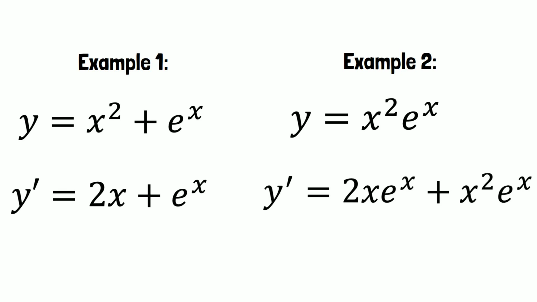This answer can be calculated by taking the derivative of x raised to the power 2 and multiplying that with e raised to the power x. After that we add the multiplication of x raised to the power 2 and the derivative of e raised to the power x, which of course is also e raised to the power x. Now that we know this, we can make it a little bit more difficult.